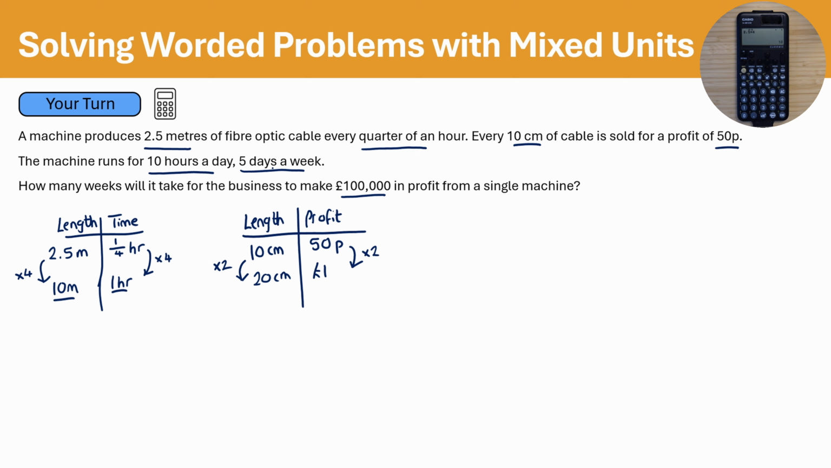The machine runs for 10 hours a day, 5 days a week. How many weeks will it take for the business to make £100,000 in profit from a single machine? What we could do is work out the length needed to produce a profit of £100,000. So we know that £1 of profit is gained from 20 centimeters of length. We want to scale that up by 100,000. And this will tell us the length of cable needed to make £100,000 of profit. So I'll do 20 multiplied by 100,000, which gives me 2 million.